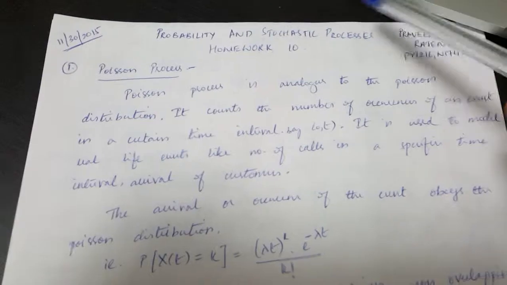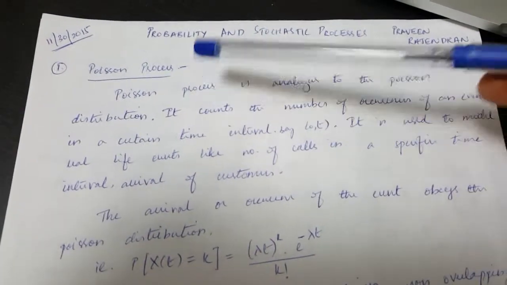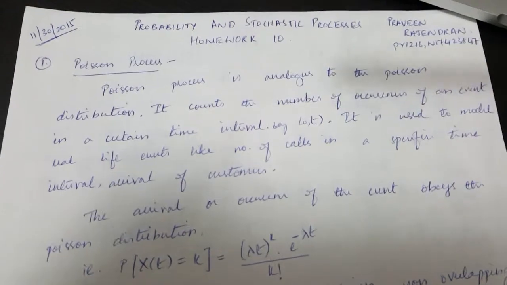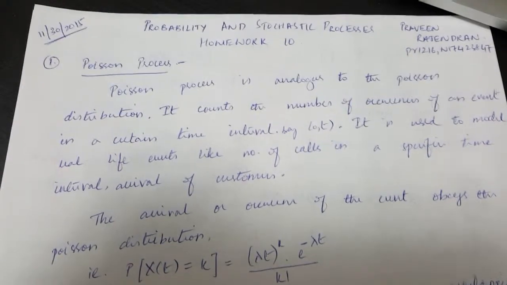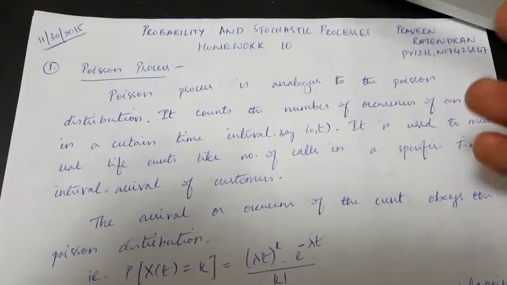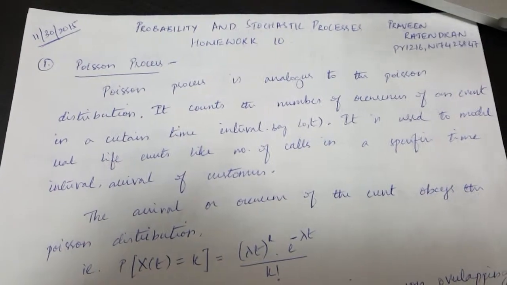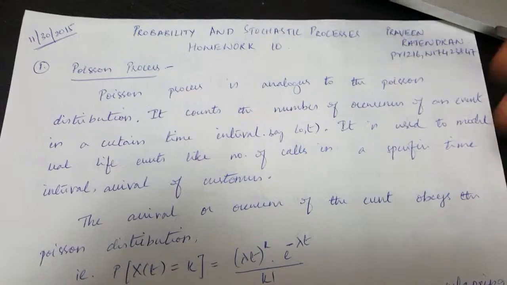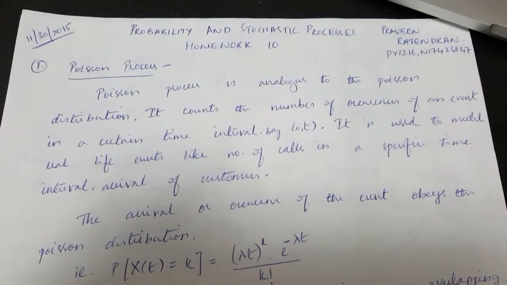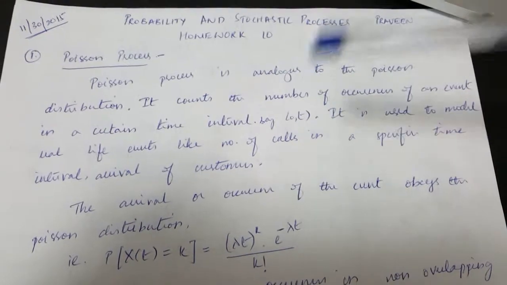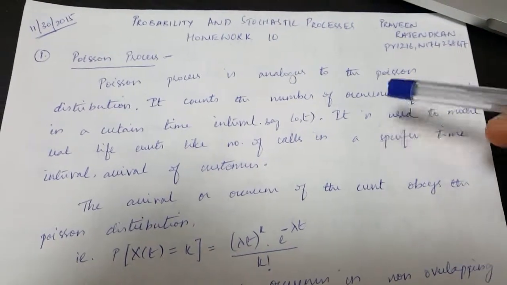In the first question, we are asked to write about the Poisson process. A Poisson process is nothing but a stochastic process where the occurrences of the events in a certain time interval, we consider time interval for a stochastic process, follow a Poisson distribution.